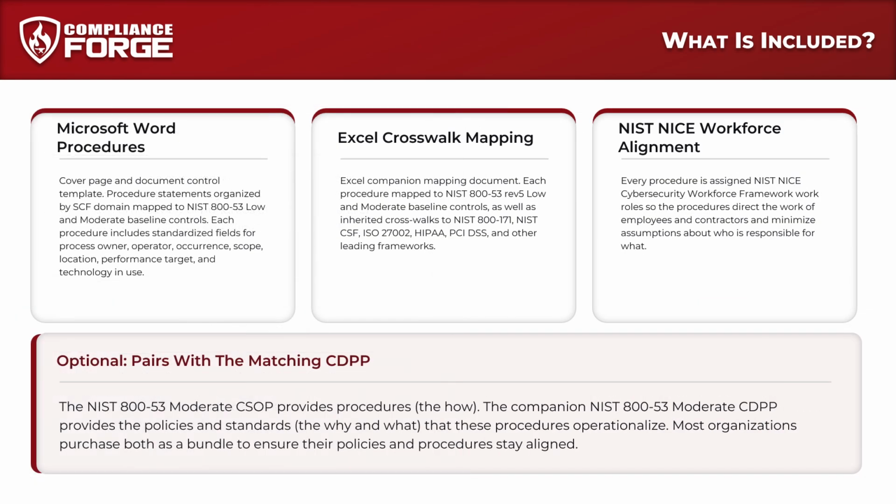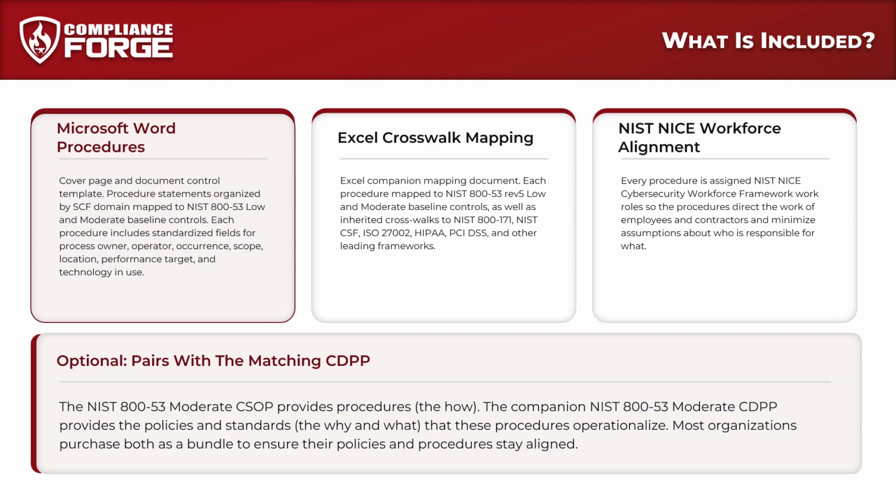So what do you actually receive? The moderate version of the CSOP is delivered as an editable Microsoft Word document with a companion Excel mapping. Purchase includes a single entity license and the first year of product updates. The Microsoft Word procedures, a cover page and document control template, and procedure statements organized by SCF domain, mapped to the NIST 853 low and moderate baseline controls.